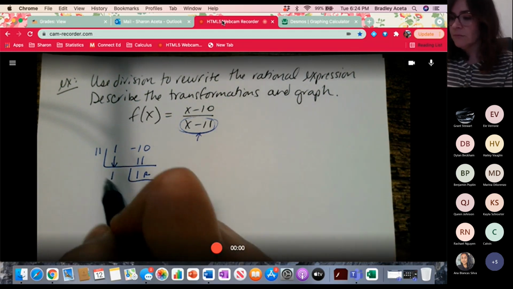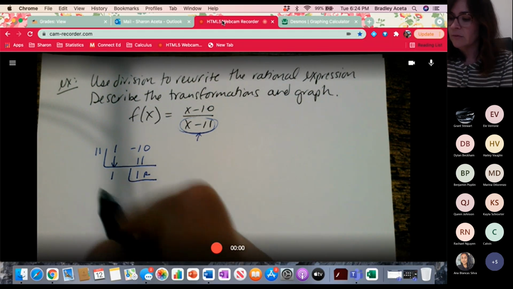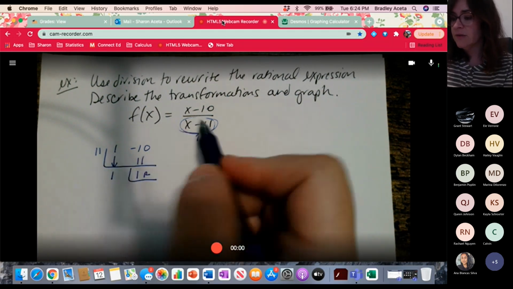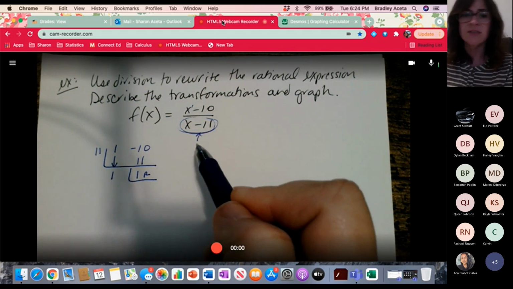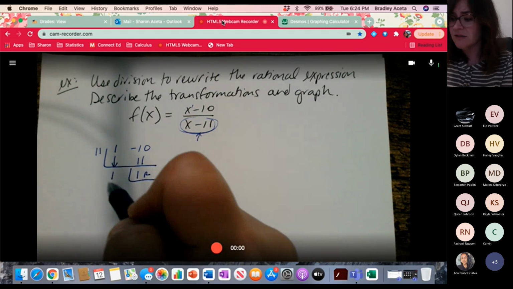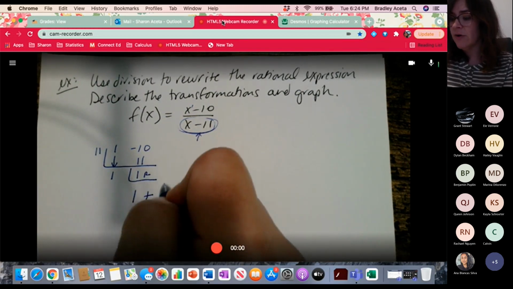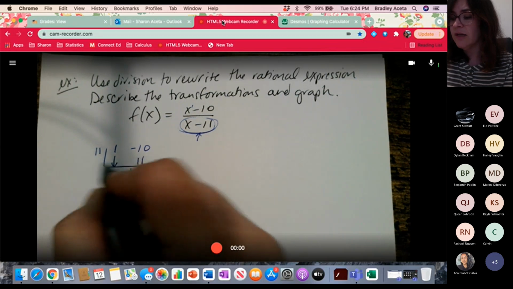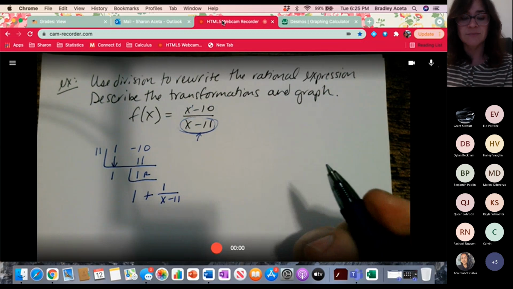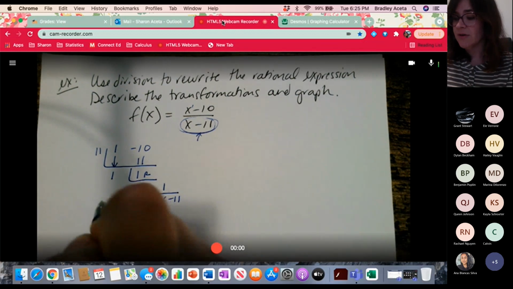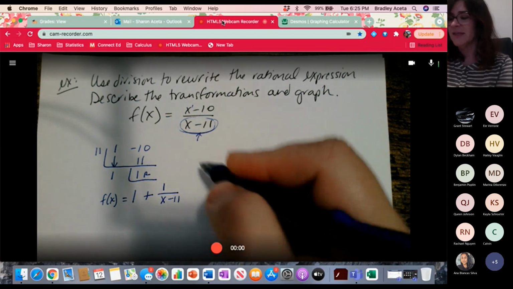Now, how do you write this as a polynomial? Well, this would be 1, because this was a degree 1, so my next degree is degree 0, which really is a constant. So this is a constant 1 plus your remainder over what you divided by, written as a factor, 1 over x minus 11. Whew, that works, but that is quite weird. I don't like doing it that way. I'm going to show you another way.